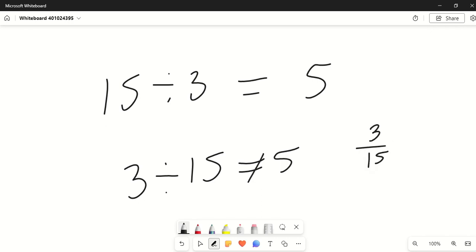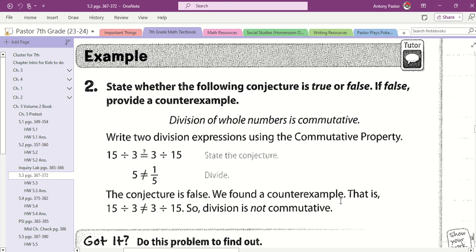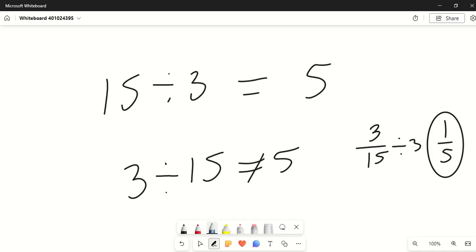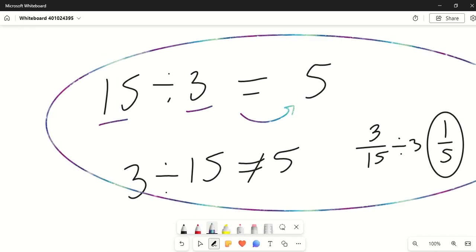3 divided by 15, if I divide both of these by 3, will be 1/5. Therefore, the statement that division is commutative, meaning the order in which we divide numbers doesn't matter, is false. It is wrong. So if we're going to prove them wrong, we use a counterexample that shows why it's not. So basically what we did here is a counterexample. We showed that 15 divided by 3 equals 5. We did the work, and then over here 3 divided by 15 does not equal 5. We said that it equaled 3 over 15. It would be a fraction.